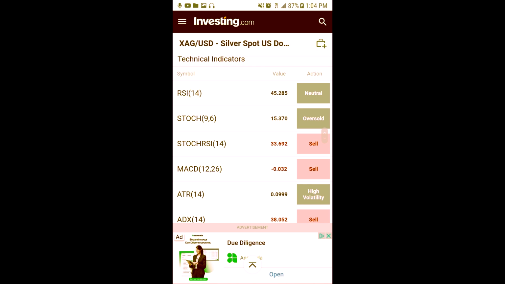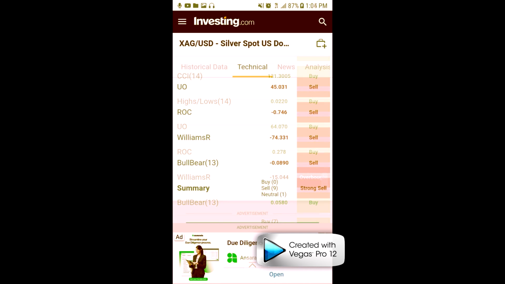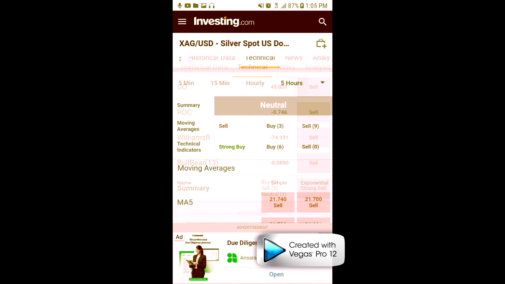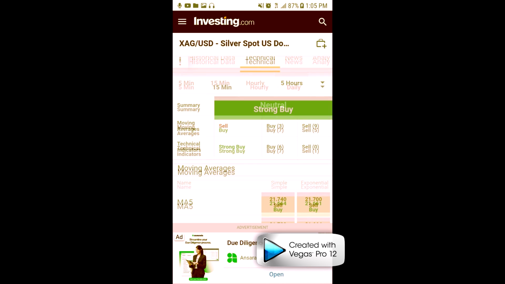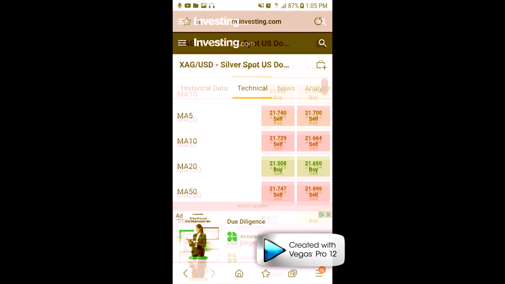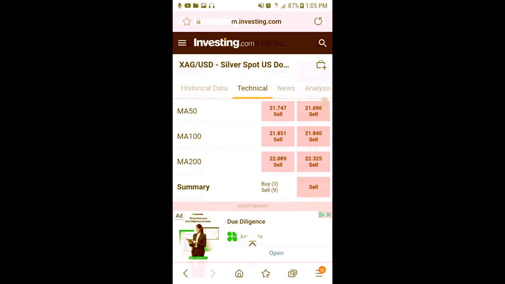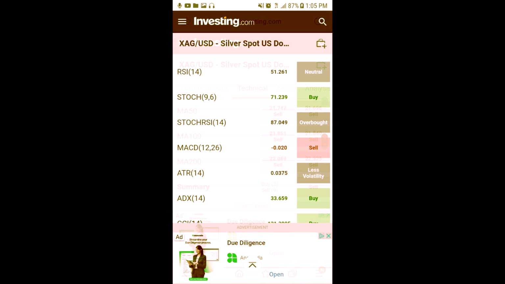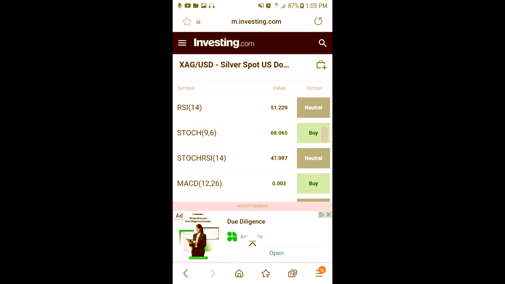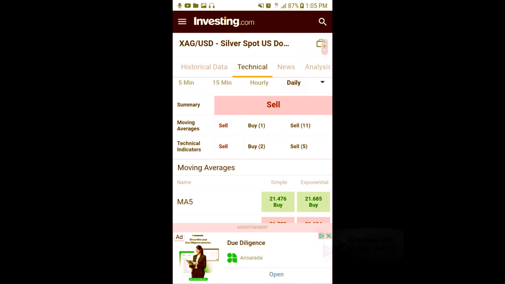Now look, we're on the 5 hour chart. Let's scroll down, right? Boom. Here's where it gets interesting. The MACD is green. It is green. The stochastic RSI is 47.097. It is neutral. The stochastic is 68.065. It's a buy. RSI 51.229, neutral, gray box. Alright, what else we got here? RSI, Williams R, Bull, UO, all green. Summary, 6 buys, 0 sells, 5 neutrals. That is a go. You know what I'm saying?